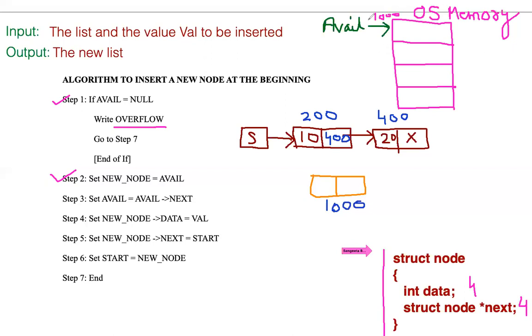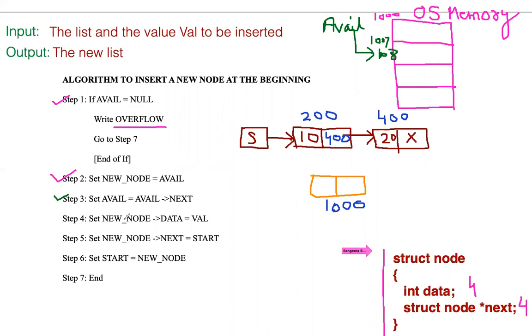So at the next place, what will happen? Avail will be pointing to the 1008 location. So 1001 to 1007 will be allocated for this node, and then avail will be pointing to 1008. We can keep on continuing this. This is what the step avail equals avail arrow next does. Again, you see the memory spaces in the operating system are maintained with the help of a linked list. So avail is a pointer which is pointing to the first available memory space, and all the available memory spaces are linked together with the help of pointers.